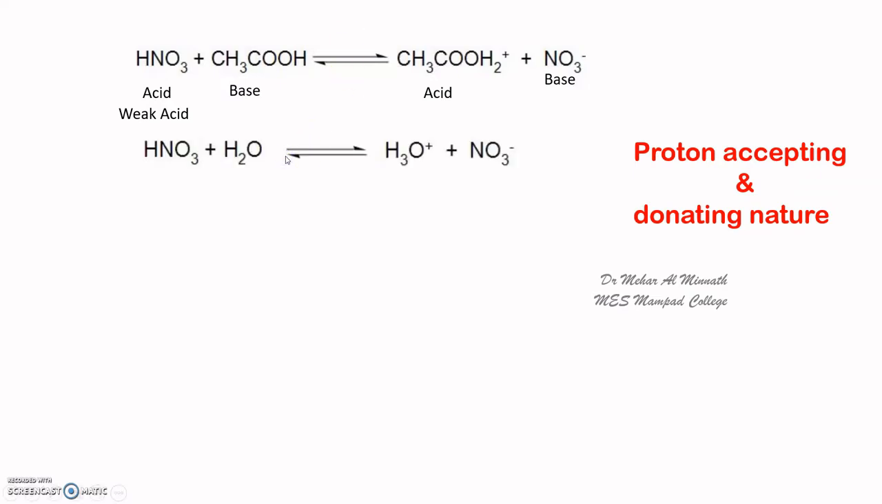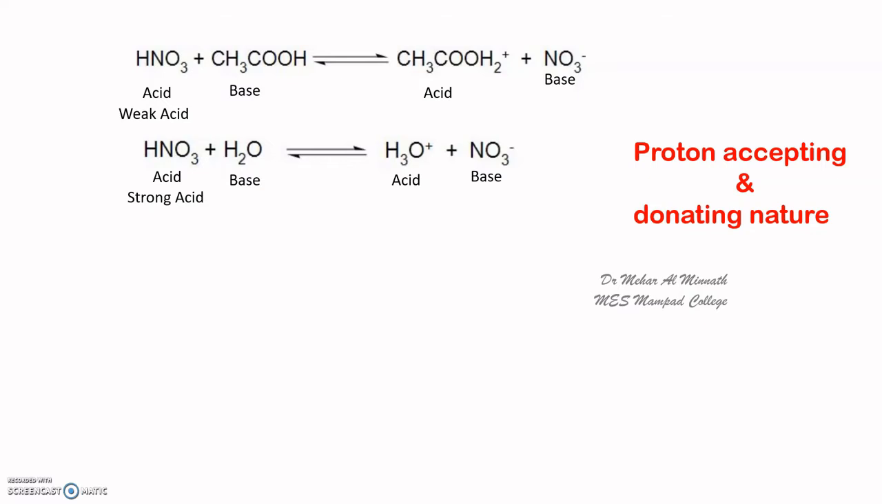But in the presence of water, HNO3 is a very strong acid. It readily gives off its H plus ion. Here nitric acid, HNO3, will be the acid and water will act as the base, H3O plus is the corresponding conjugate acid for H2O, and NO3 minus is the conjugate base for HNO3. So H2O readily accepts the proton, and hence HNO3 readily gives off its proton, and thus it is a strong acid.